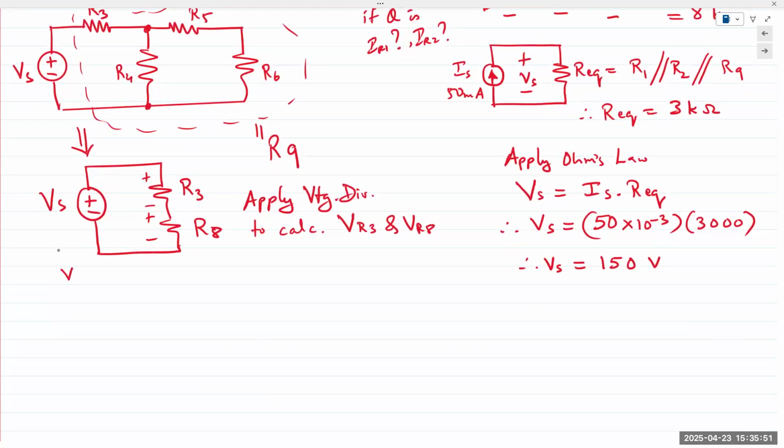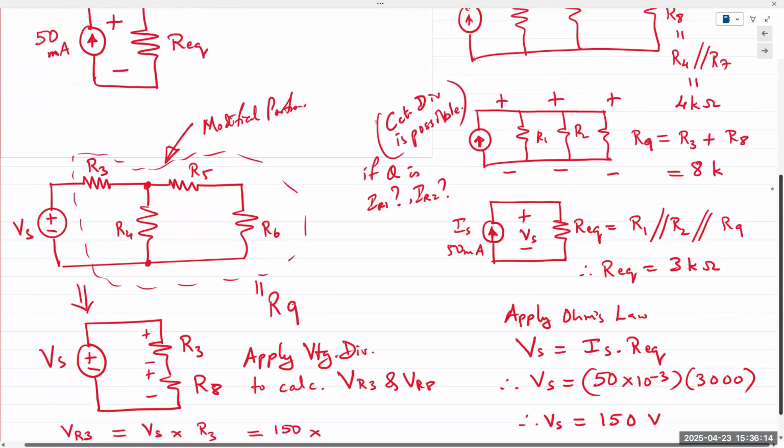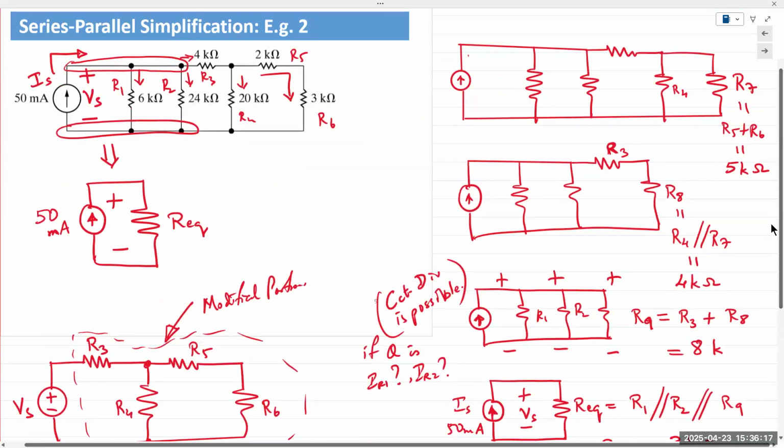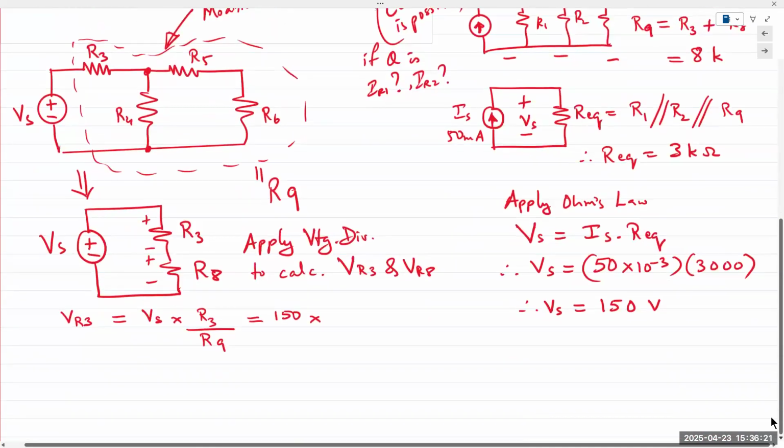And voltage division, VR3 is equal to a fraction of Vs. The fraction is given by R3 to Req of R3 and R8, which is R9. So what is the answer to this calculation? R3 is, what is R3? R3 is 4 kilo ohms and R8 is also 4 kilo ohms.